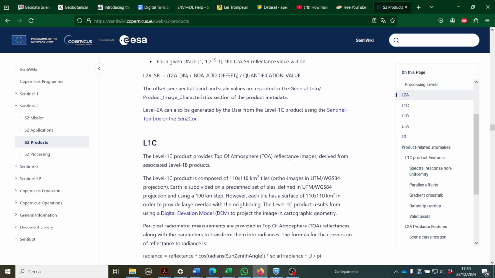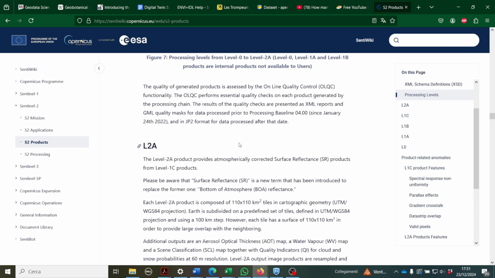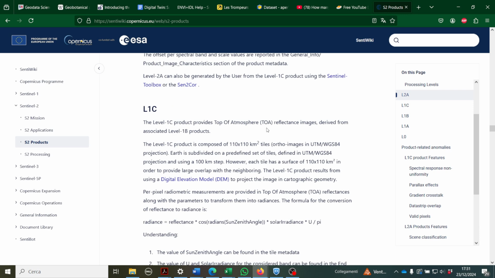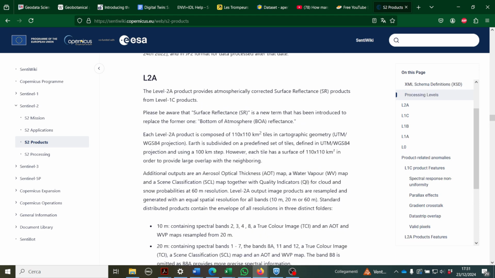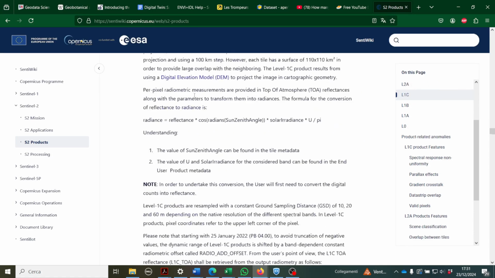Of course, if we are interested in monitoring or representing surfaces on the ground, we should go to the 2A level of correction. If we want to understand whether there is any interference from the atmosphere, or we want to take into consideration the scattering of the atmosphere, because we maybe want to use atmospheric correction models more suitable for our application, we should use the L1C. In our course, we will always use the L2A correction.